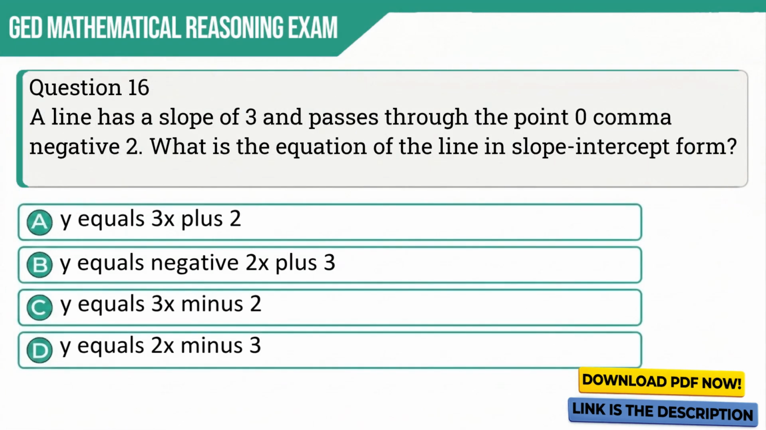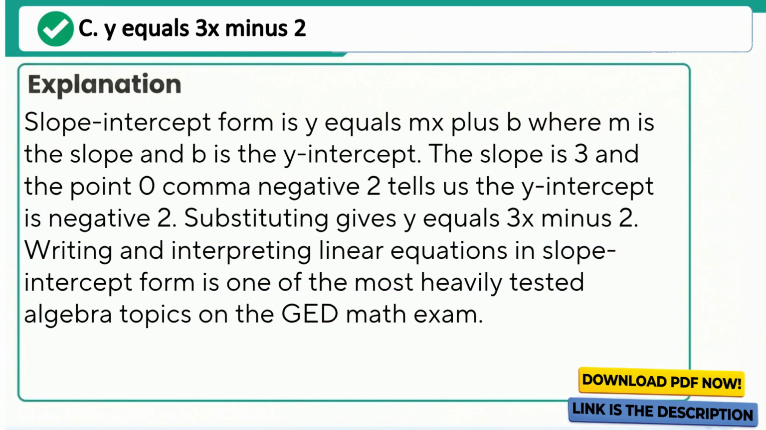Question 16. A line has a slope of 3 and passes through the point (0, -2). What is the equation of the line in slope-intercept form? A. y equals 3x plus 2. B. y equals -2x plus 3. C. y equals 3x minus 2. D. y equals 2x minus 3. Correct answer, C. y equals 3x minus 2.